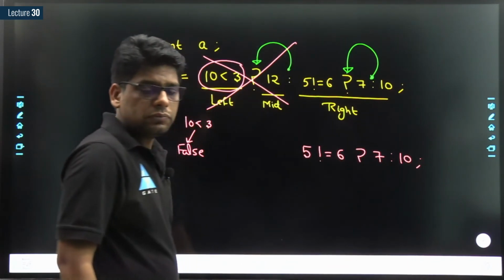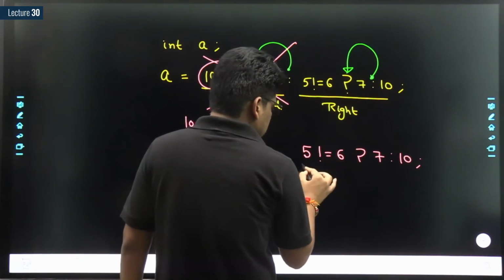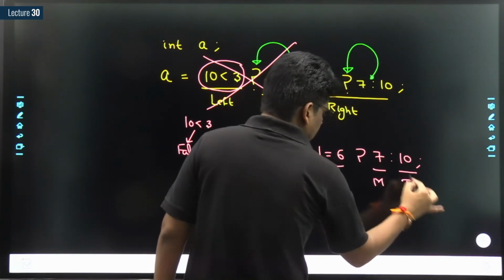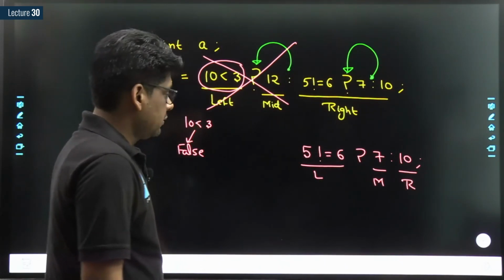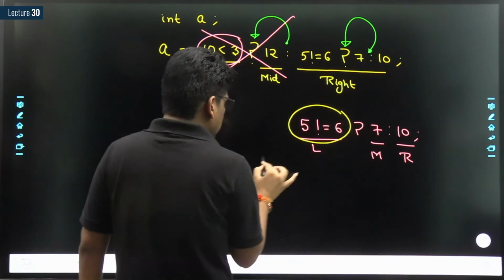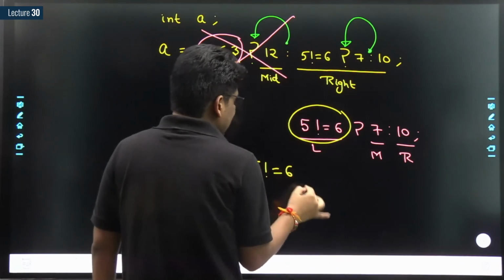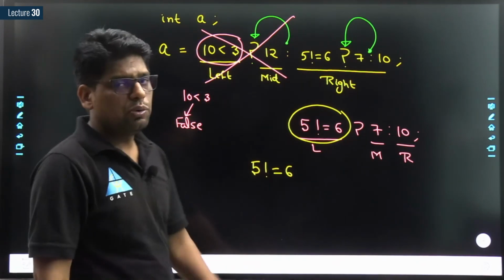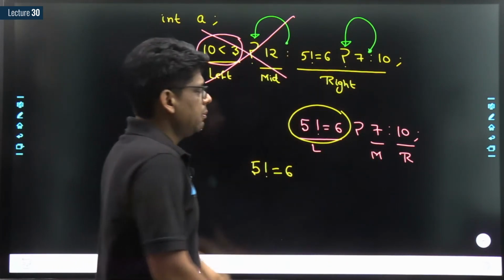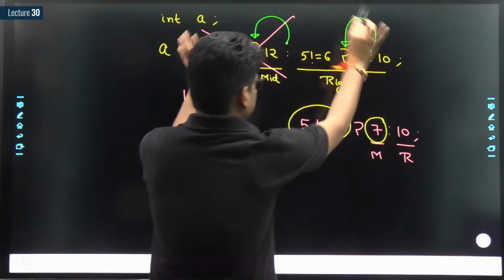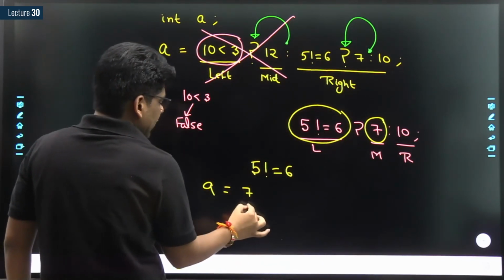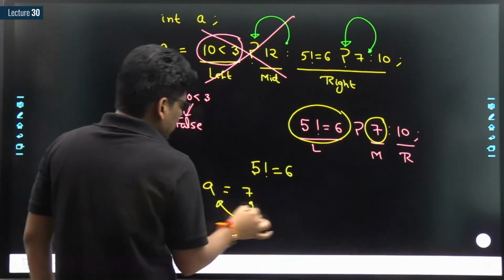Okay, sir. So, now for this question mark, this is the left part, this is the middle part and this is the right part. Done, sir. Firstly, the compiler will evaluate this part. So, tell me, is it true or false that 5 is not equal to 6? Sir, it is true, as 5 and 6 are two different values. And if it is true, the value of the entire expression is given by the middle part. What is the final value of this entire expression, sir? 7. So, can I say the value that gets assigned inside A is nothing but 7?